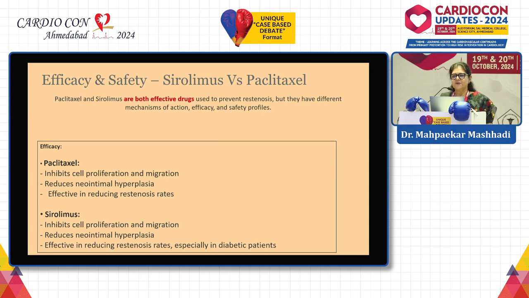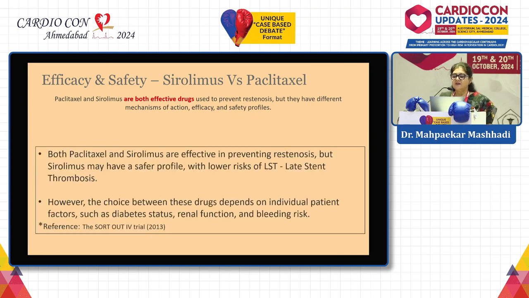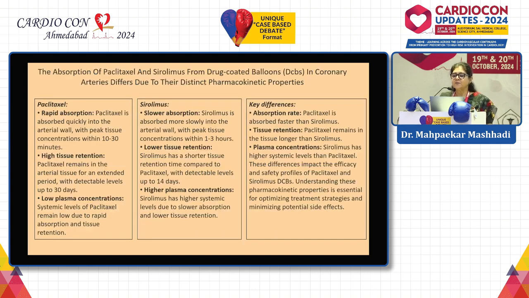Here again, that's a repetition of what I've said earlier. Sirolimus and paclitaxel are almost similar in action, and they are both effective in preventing restenosis, but sirolimus may have a safer profile for late stent thrombosis. Again, the choice depends on the patient, on the renal function, on diabetes, etc. A lot of other factors are present. Here the key difference is that paclitaxel is absorbed a little faster than sirolimus, and it is retained in the tissue a little longer.